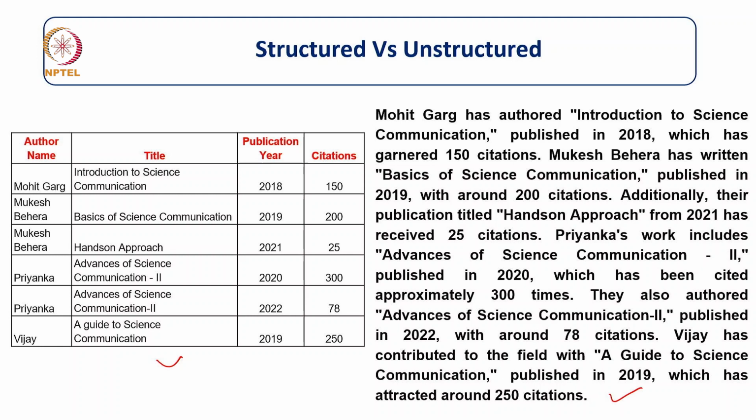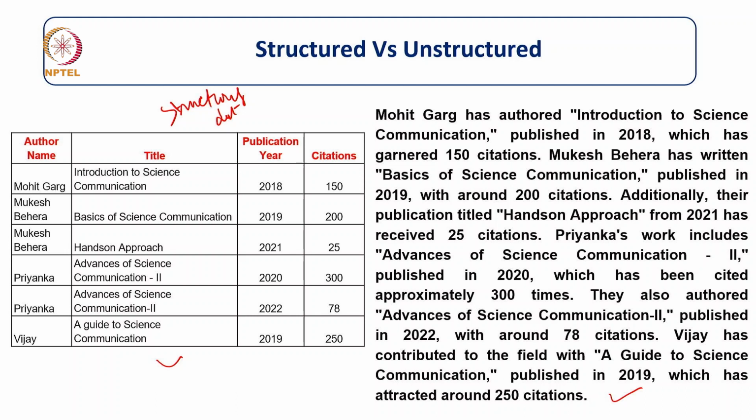Okay, so structured data is typically organized in tabular format with rows and columns. Okay, so this is structured data, and from here we can easily do analysis like who is the most prolific author.